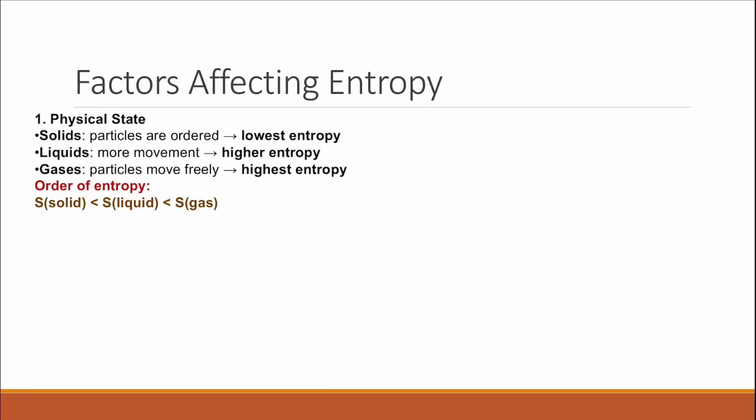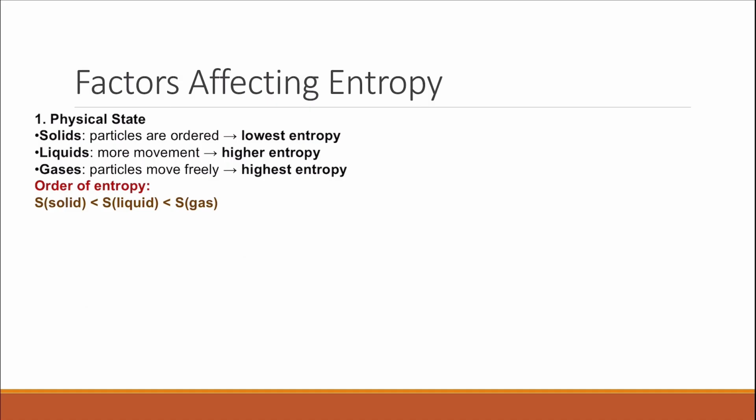And then we have the number of particles. So if you get more particles on the right-hand side, or for the products, then that means there will be more entropy on the right-hand side, or for the products, which means the entropy change will be positive.